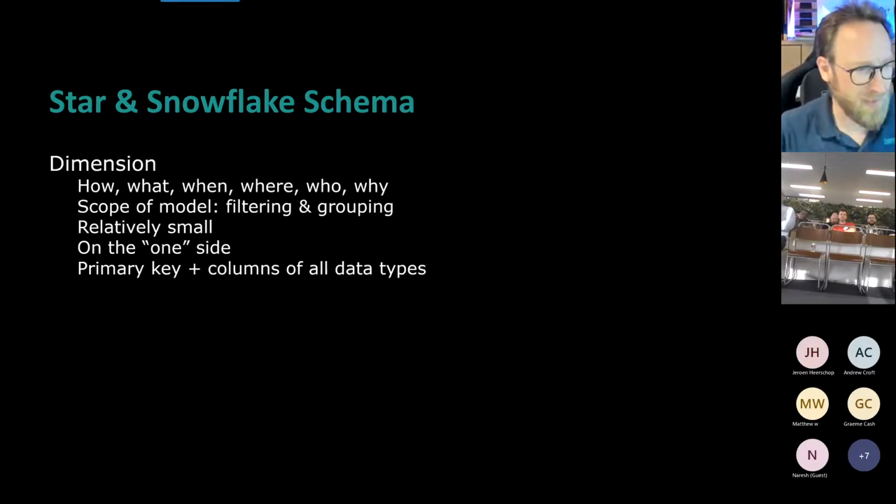In a star or snowflake schema, we distinguish between the dimensions and the facts, as already mentioned. So what's a dimension? A dimension would be an entity or a table which answers questions like how did something happen? What happened? When did it happen? Where did it happen? Who was involved? Why did it happen? Those are the things we mostly filter on. So if you put a filter in Power BI, or you think about a report, you want to filter on something, most probably it's a dimension. Maybe you want to have something on the rows or the columns or on the axis of a chart. That's a dimension, because we want to filter and group on them.